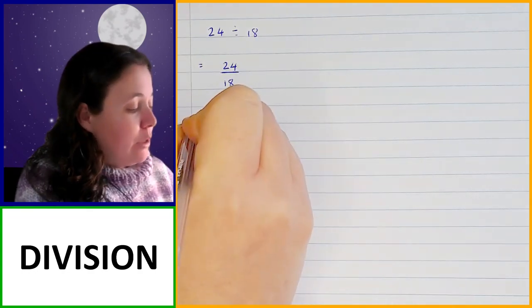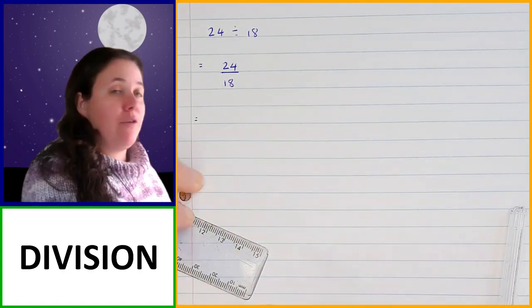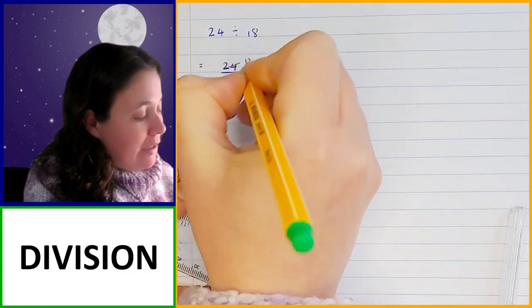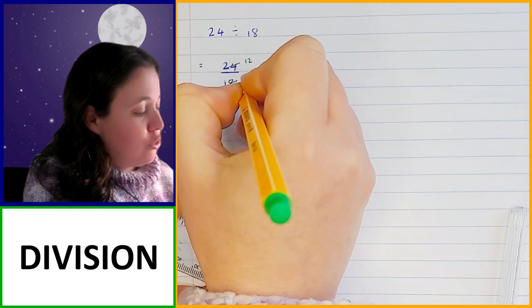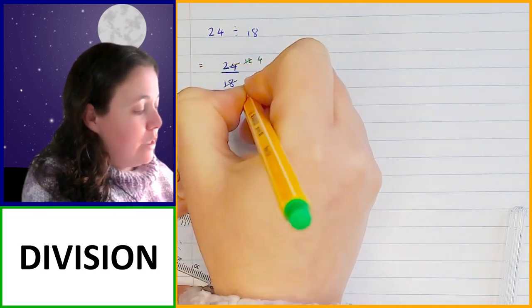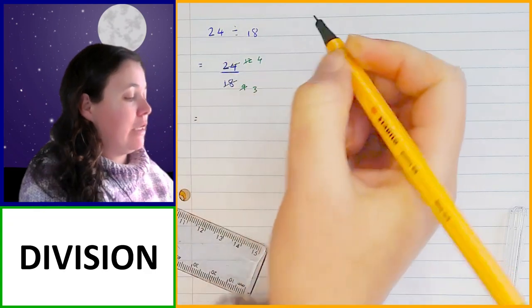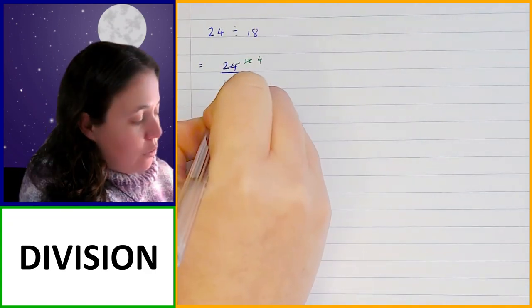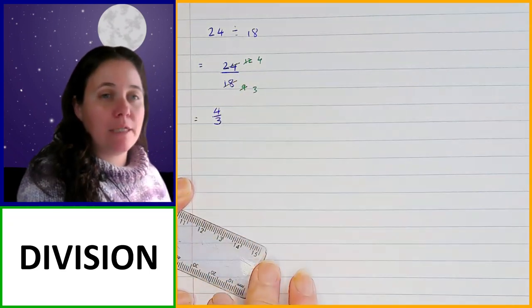Now, you may be used to simplifying a fraction like this, where you say, okay, so 2 goes in there, and we divide that by 2 and we get 12, divide this by 2 and we get 9. And then 3 goes into both, so I can divide by 3 and I get 4, and I divide by 3 and I get 3. So then this simplifies and I get 4 over 3 as my final answer.